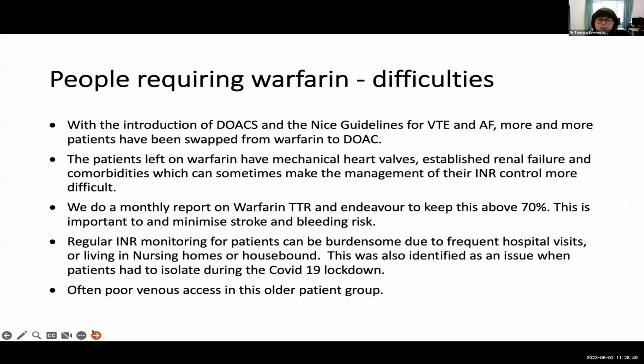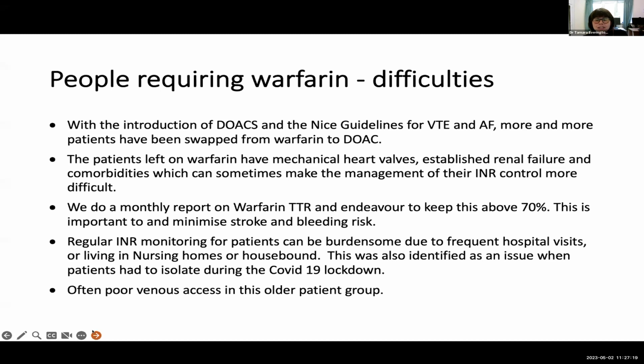The other issue, and I suspect you've all found this, is around people taking warfarin. Keeping time in therapeutic range has got harder and harder because we've got rid of the easy people and put them onto DOACs. And so we're left with the much harder group, particularly the valve patients, who can be very tricky to manage in that older phase of life. This group of people also find it very difficult to get up to hospital.